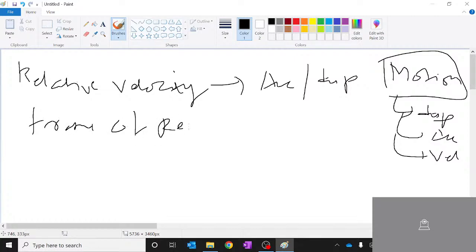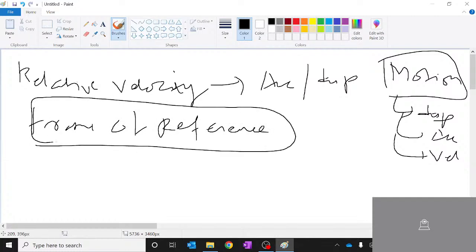Frame of reference. On which frame of reference are you observing to get the relative velocity derived? It's as simple as that.